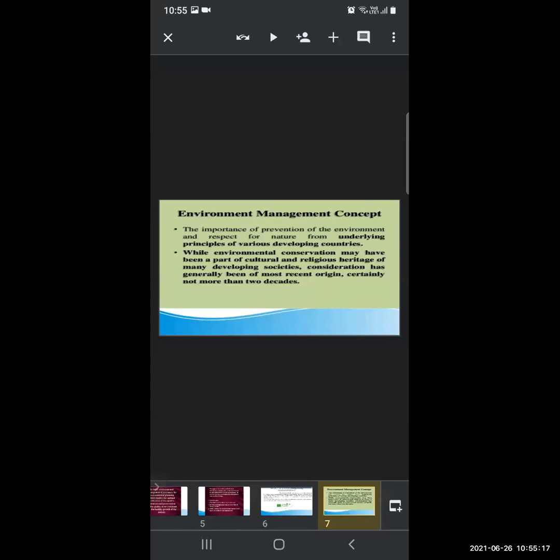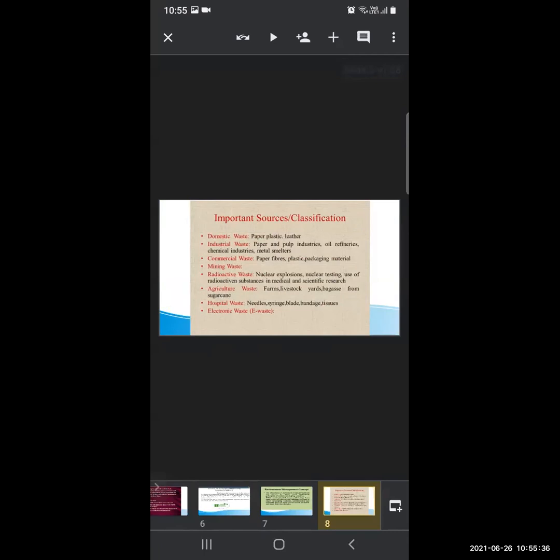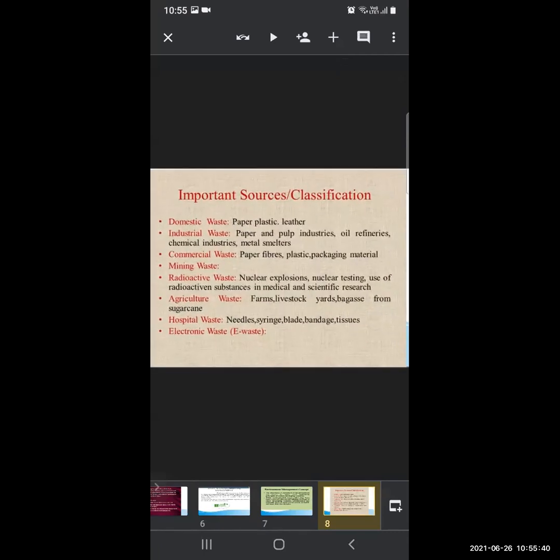If the number of consumers increases gradually, it will create a scarcity of prey organisms. Then due to lack of prey, the number of consumers will also decline. This we have studied in standard 9, prey and predator. Important sources and classification. You must be aware of this.